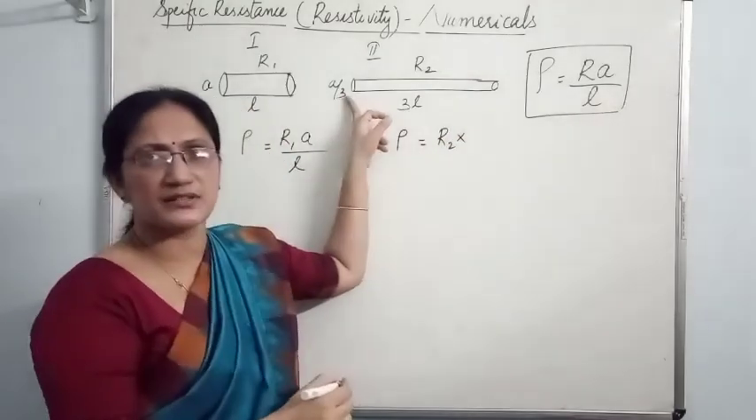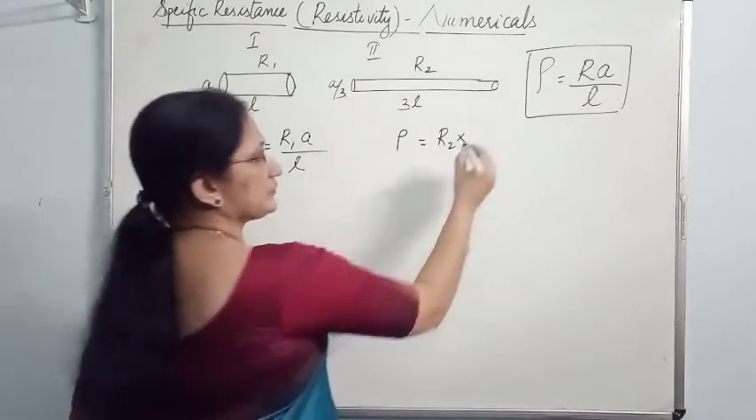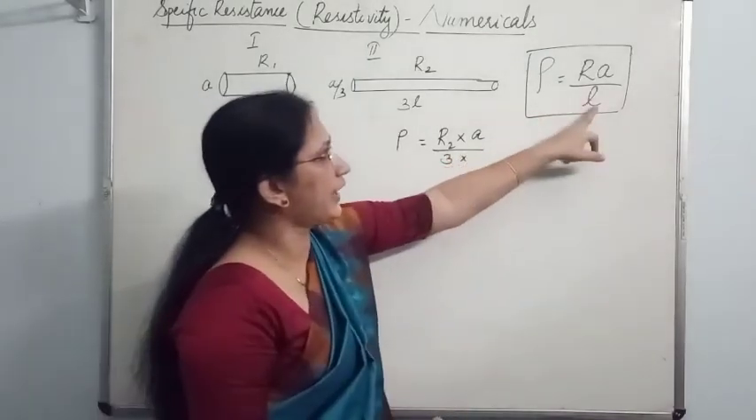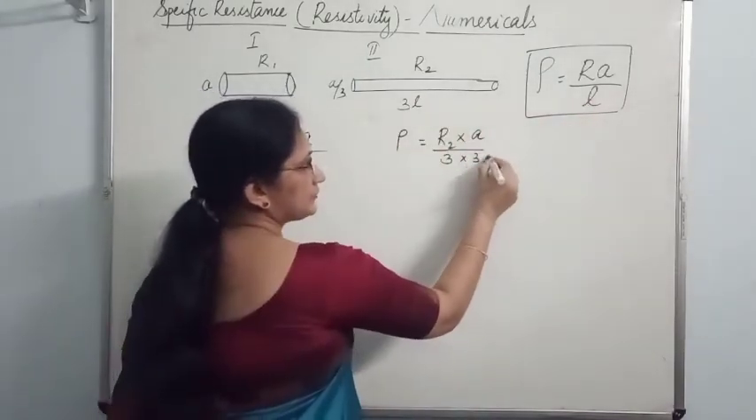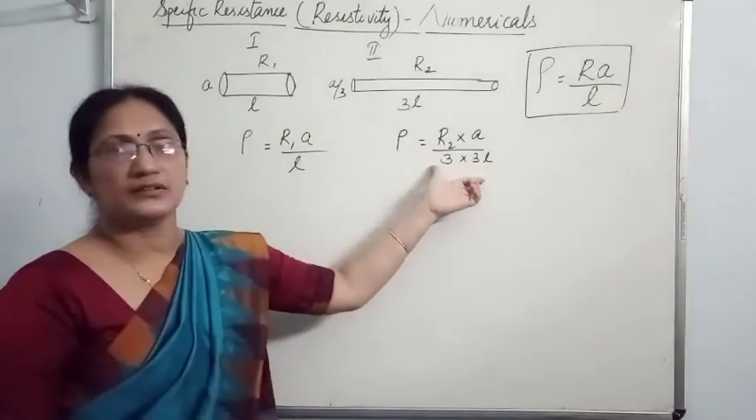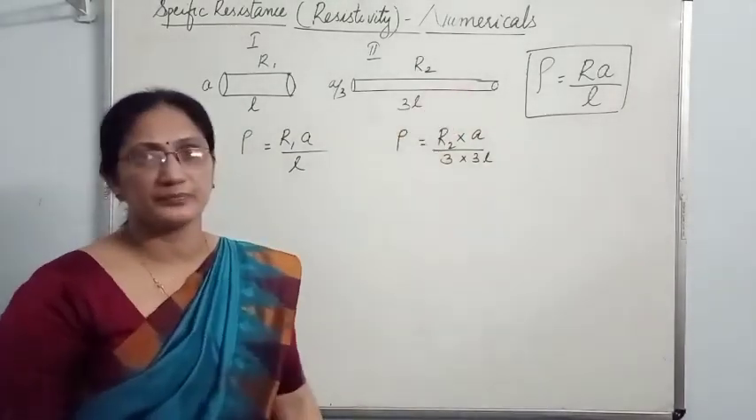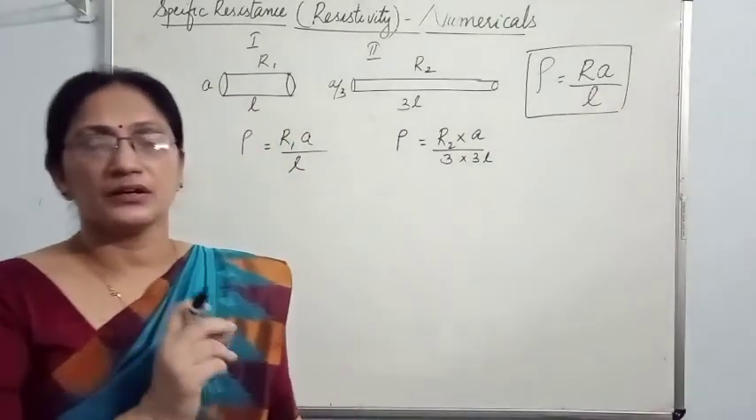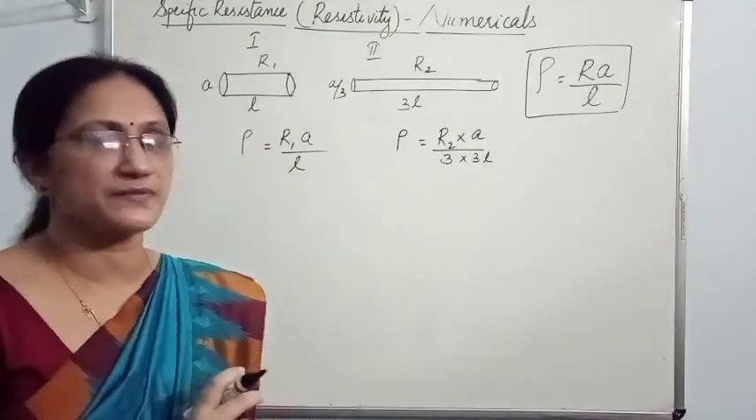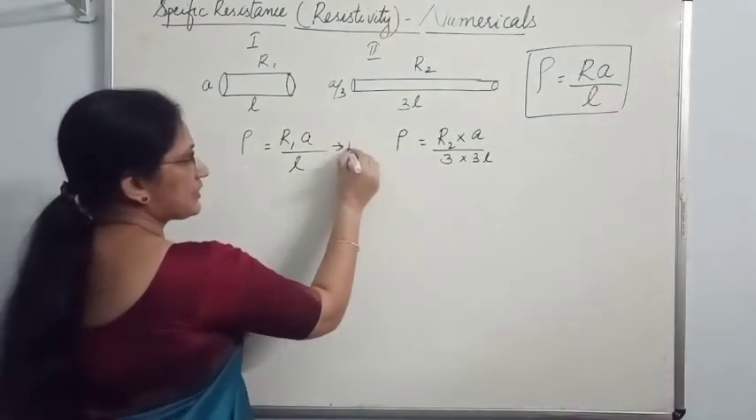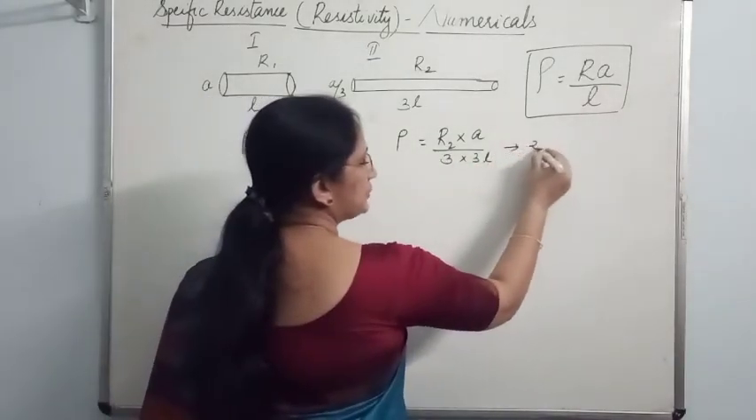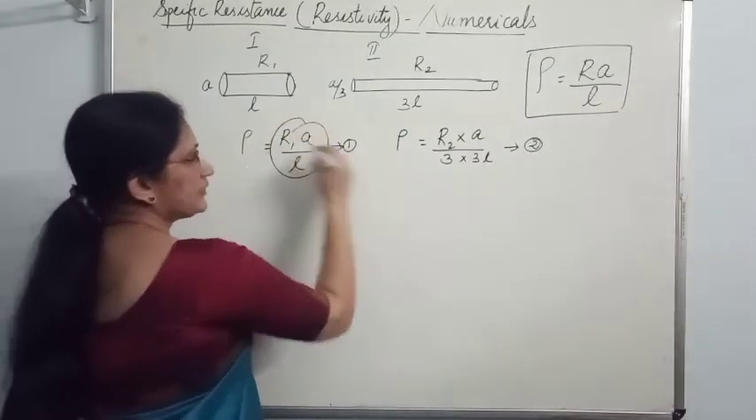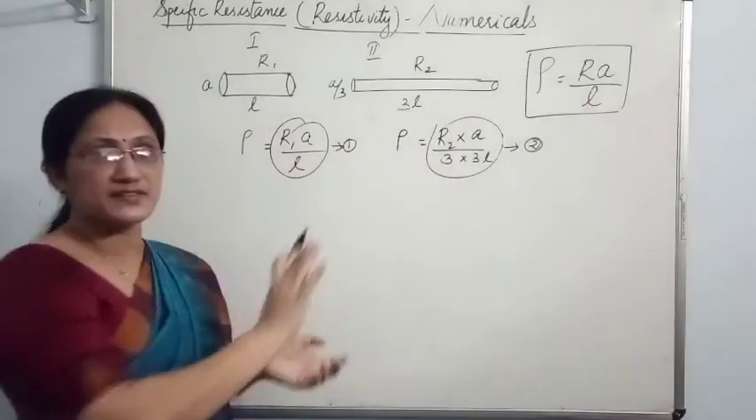What is area of cross section here? It is A by 3, upon L. L means 3L. So this is the specific resistance of second wire. By applying this formula in both the cases, make the formula for rho or specific resistance. This is equation number 1 and this is equation number 2. Since both are representing rho, we can equalize it. These two are equal because left hand side is same.